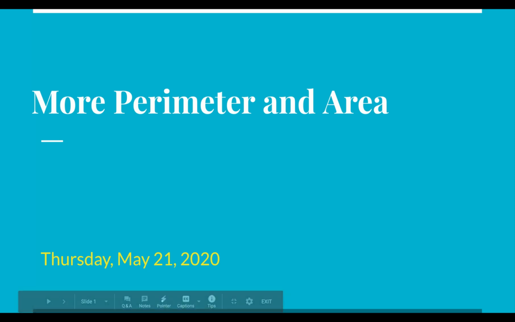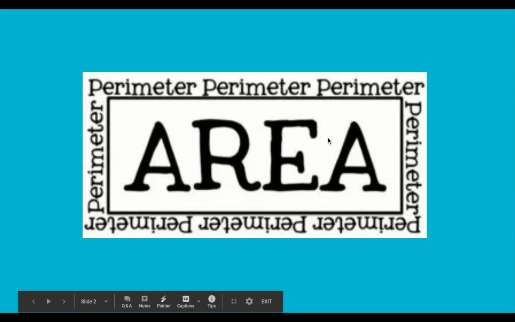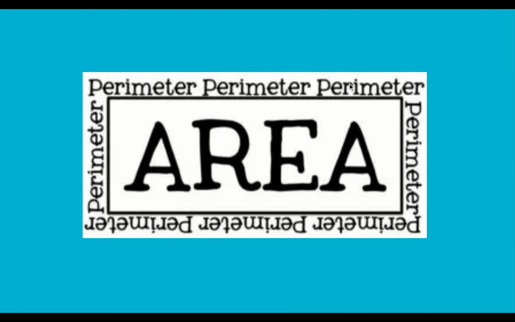Good morning, friends. We're going to work more with perimeter and area. So yesterday we talked about and reviewed that area was the space inside, whereas perimeter is the distance around the edge of something. So even within the word perimeter, we see the word rim, and that's a hint.